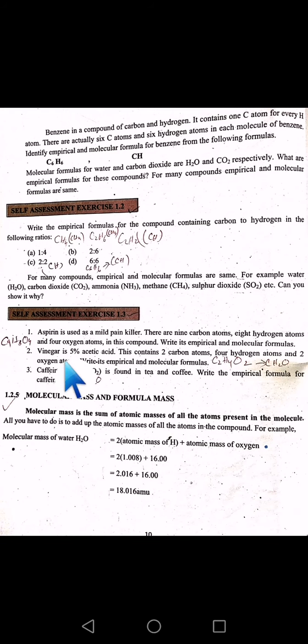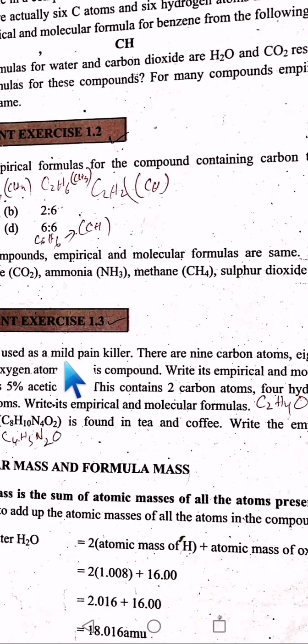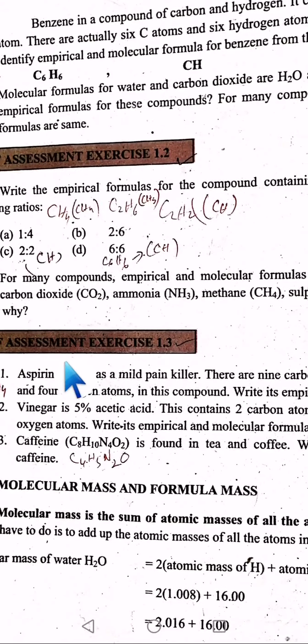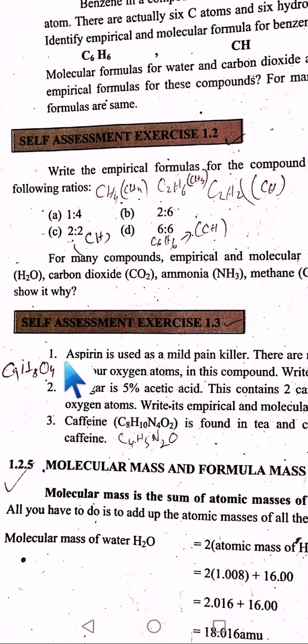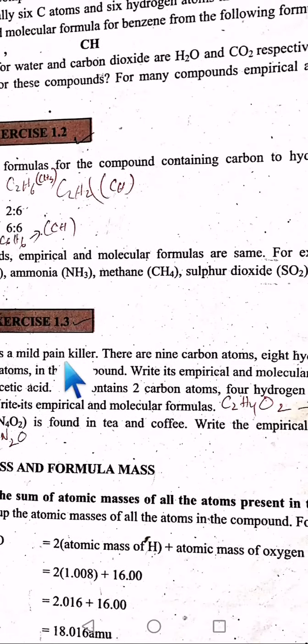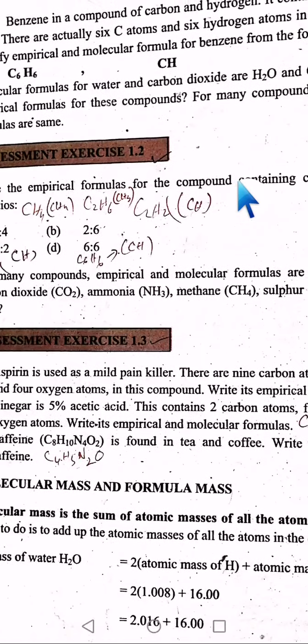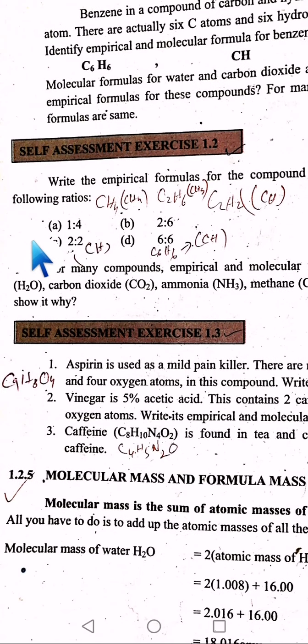Okay. As you can see, there is a mention on the next page of self-assessment exercises 1.2 and 1.3. You have to solve them in your notebooks. Fine. It is very easy to solve. First of all, you have to write the empirical formulas of the following compounds. They have given you the ratios. They are asking for carbon to hydrogen. You have to make a compound that consists of carbon and hydrogen. Their ratios are given here, 1:4.